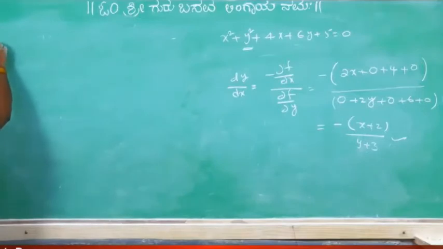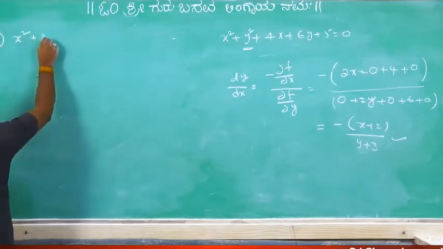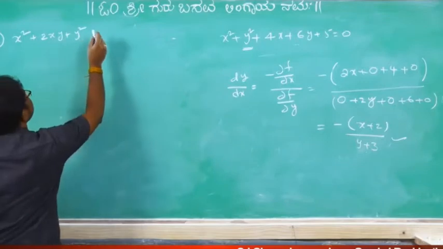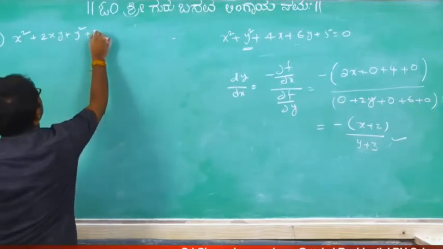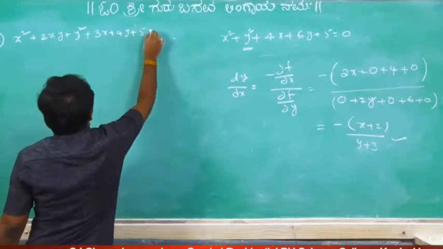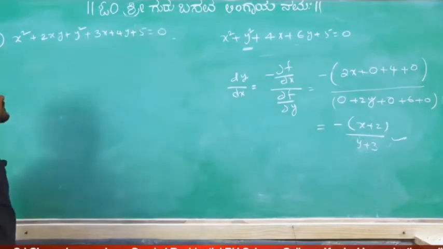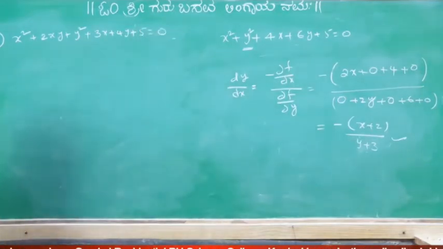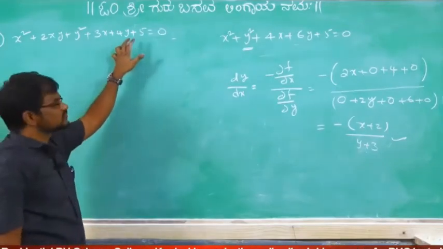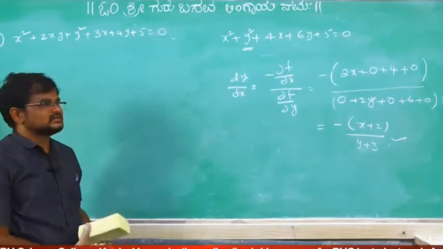And one more problem. x square plus 2xy plus y square plus 3x plus 4y plus 5 equal to 0. This is our function. x square plus 2xy plus y square plus 3x plus 4y plus 5 equal to 0.